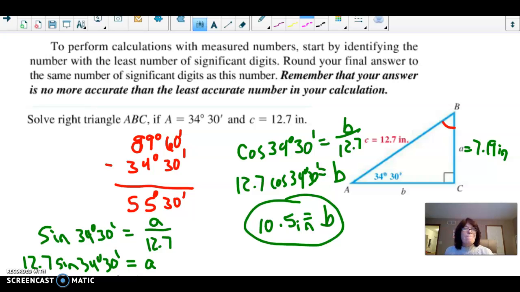Some people, once they get side B, use the Pythagorean theorem to find side A. They would say 10.5 squared plus A squared equals 12.7 squared. That's fine, you're going to get the same answer. Some people might have used the 55 degree 30 minute angle and said, I'm going to use cosine of 55 degrees 30 minutes equals A over 12.7.